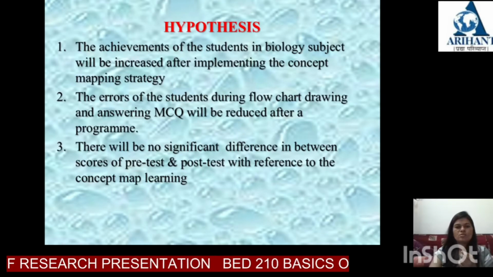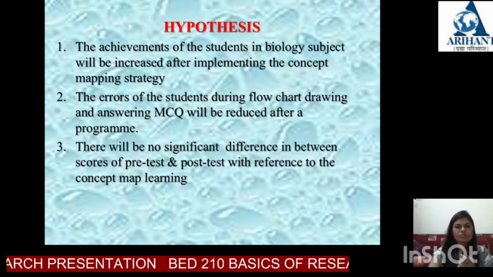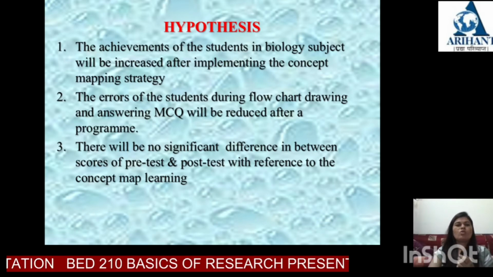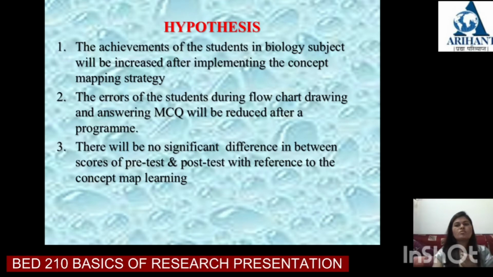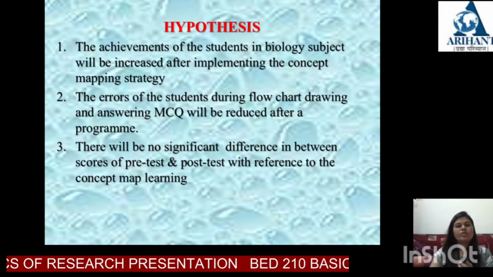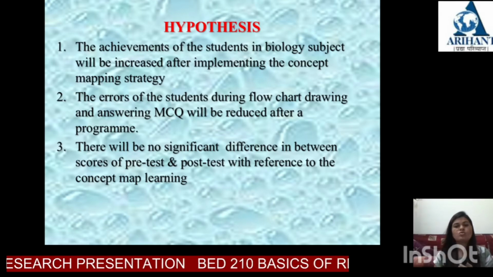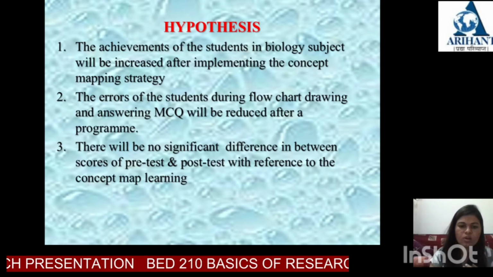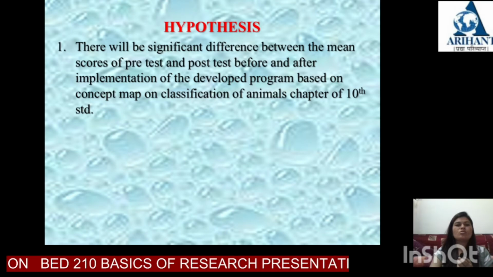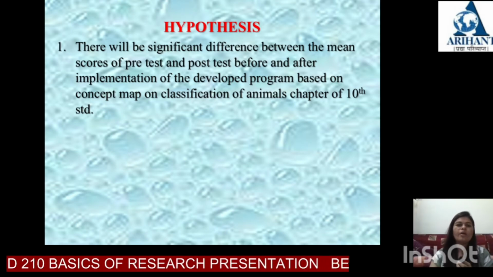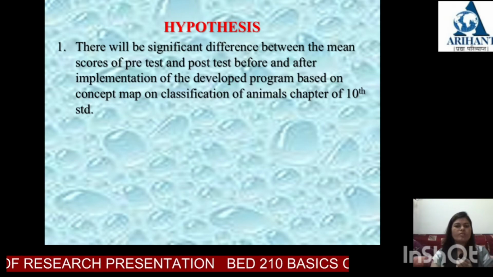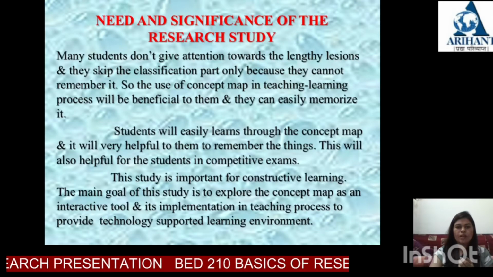Then, what is the hypothesis? Hypothesis: the achievement of the students in the biology subject will increase after implementing the concept mapping strategy. The errors of the students during flowchart drawing and answering MCQs will be reduced after the program. There will be no significant difference between scores of pre-test and post-test with reference to concept map learning. Hypothesis four: there will be no significant difference between the mean scores of pre-test and post-test before and after implementation of the developed program based on concept map on the classification of animals chapter of 10th standard.